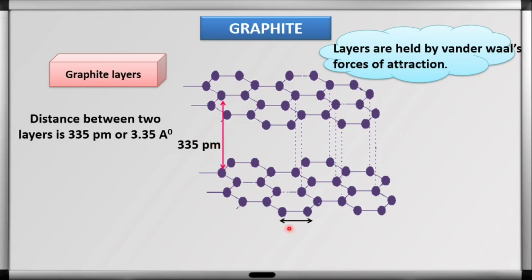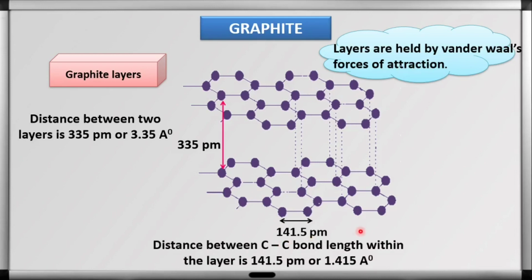And now distance between 2 carbon bond, means carbon single bond is the 145.5 picometer. हे distance आहे. See the distance between carbon carbon bond length within the layer is 141.5 picometer or 1.415 angstrom.